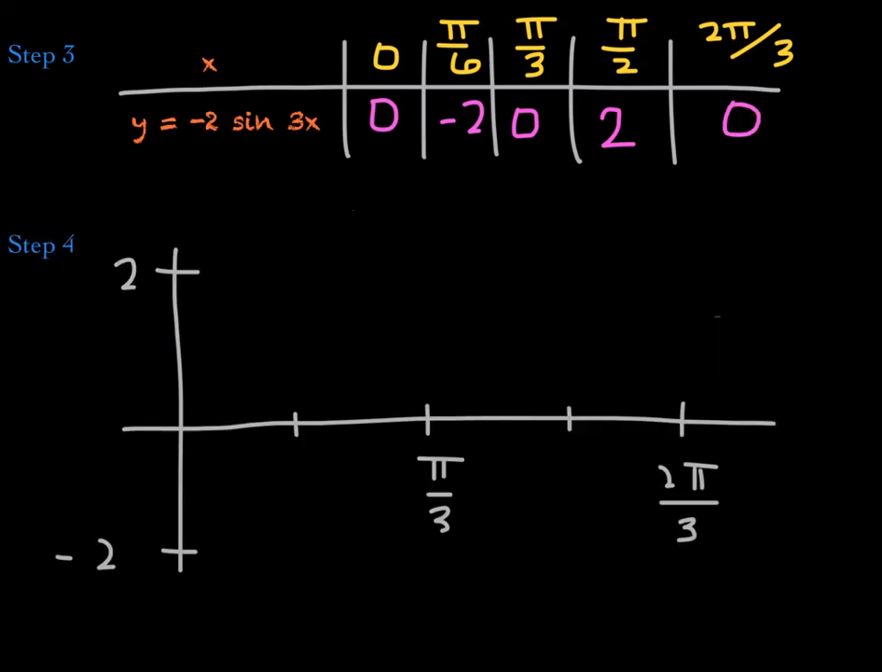All right, the first point is 0, 0, and I move down to a minimum at pi over 6. And at pi over 3, I'm back up at an x-intercept. At pi over 2, I'm up at a maximum of 2. And at 2 pi over 3, I'm back where I started at an x-intercept. And so this is my wave.